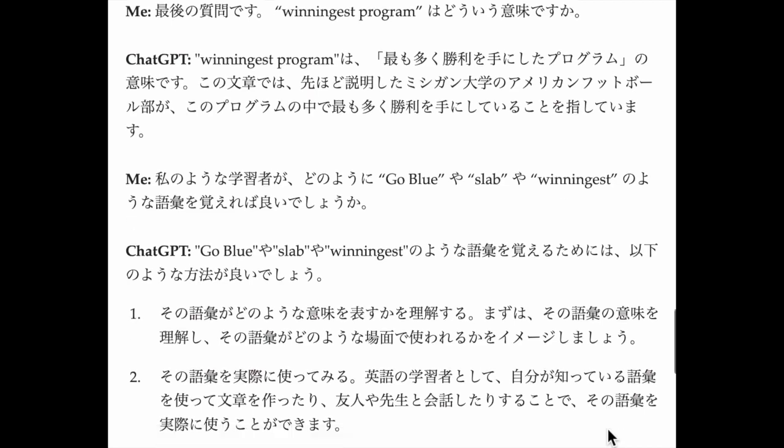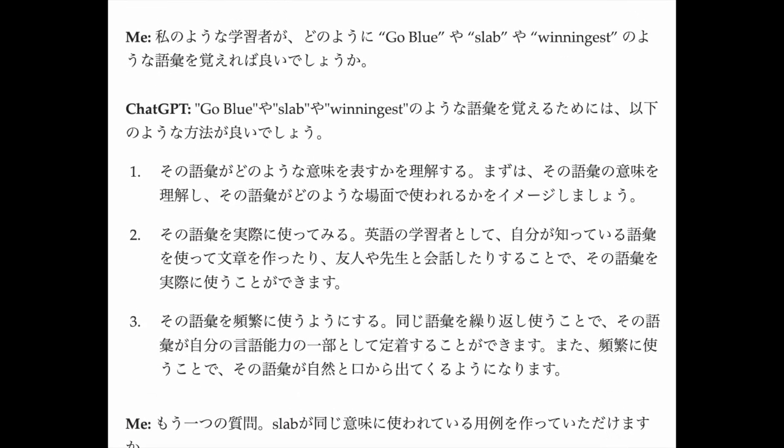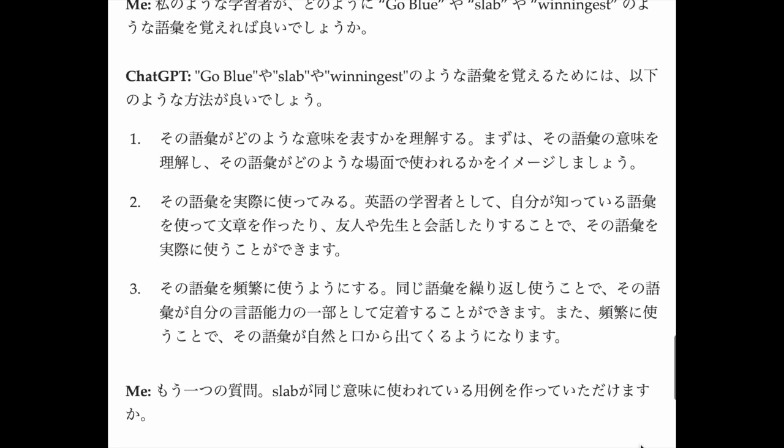Then I got a little meta. I asked in Japanese, if a learner like me, what should I do to be able to learn vocabulary like go blue or slab or winningest? And then I got this very nice set of advice from ChatGPT about how to build my vocabulary. You know, to make sure I understand all the meanings first, and then to actually use them in writing and in conversation with friends, and to make sure I use them more so that they become well established within me as words that I use frequently. I don't know how often you want to use go blue or winningest, but as general advice about building and retaining vocabulary, it's very good advice.